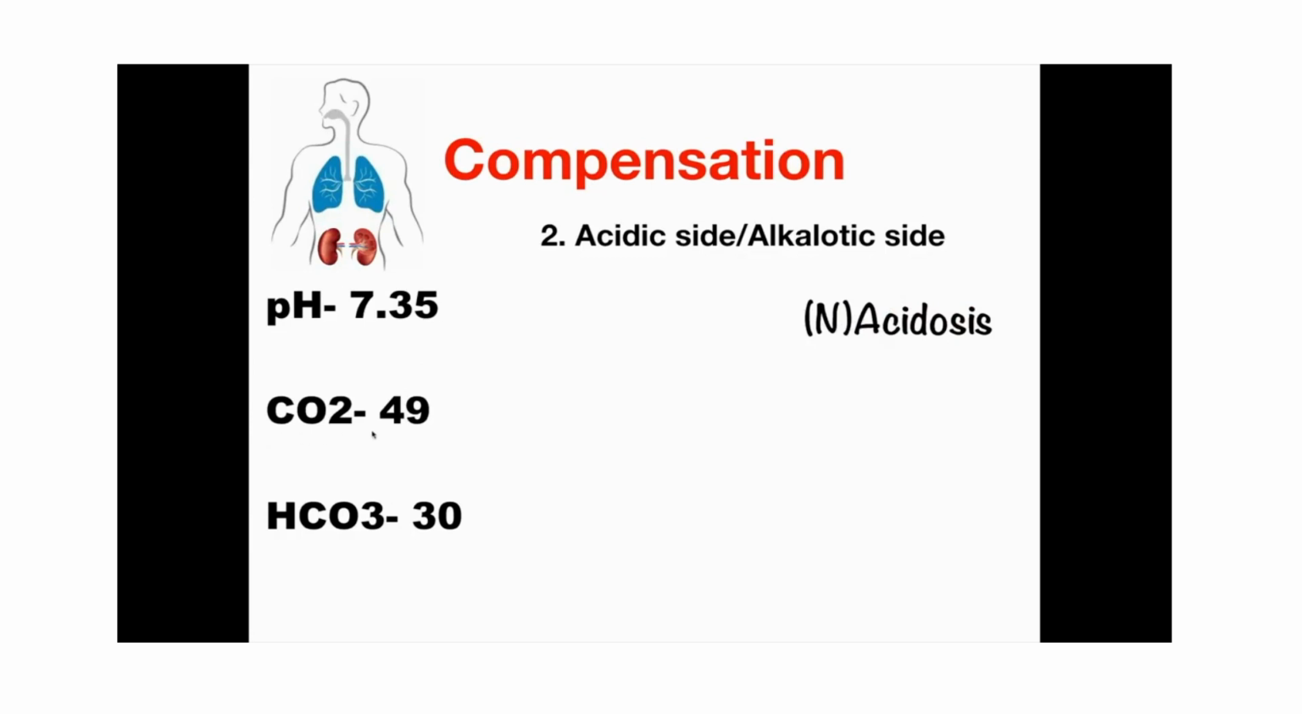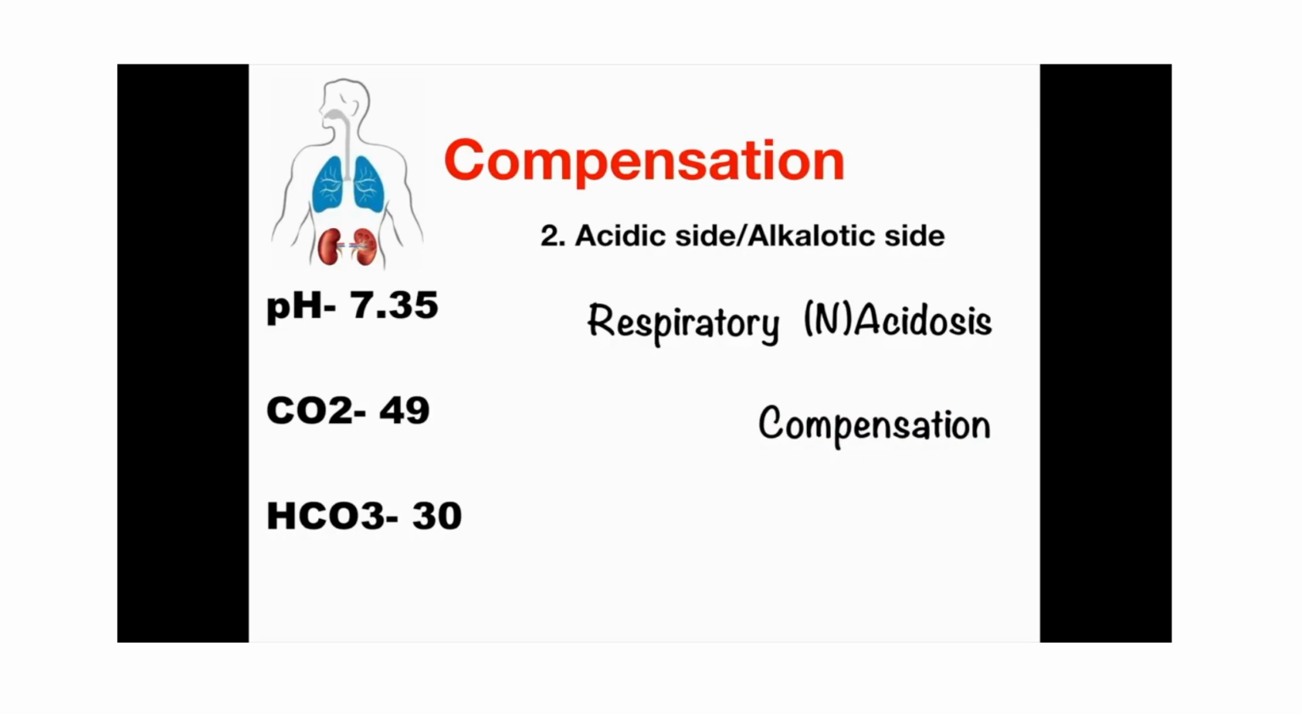Looking at our CO2, it's elevated. So we can conclude that the one causing our acidosis is the elevation of our CO2. So we can put here respiratory acidosis. Since we have a respiratory problem, we can go look at our bicarbonate to see whether it's compensating or not. And by looking at the value, it's 30. The body is trying to compensate for the acidosis by increasing the amount of base in our system. So we know that there's compensation going on.